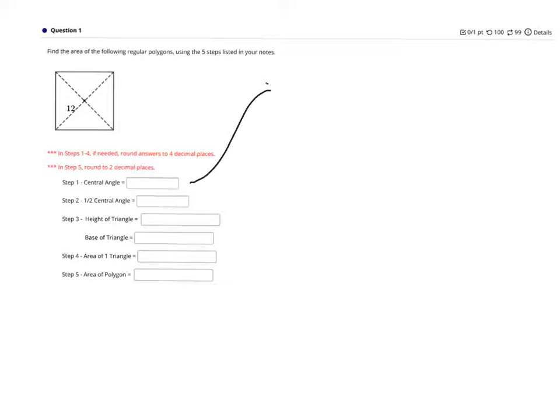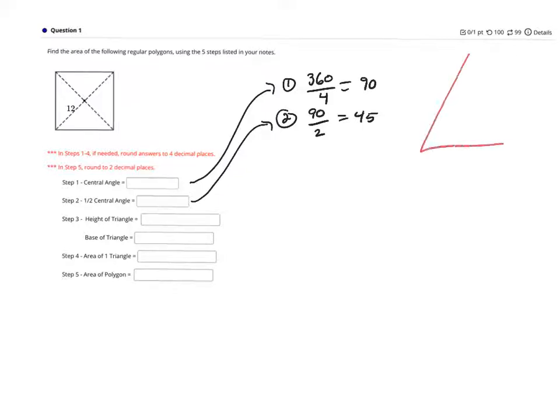Step number 1 is to find the central angle. We do that by doing 360 divided by the number of sides to give me a central angle of 90. The second step we need to do is to take half of that. So 90 divided by 2 is equal to 45. So now we have enough information to start off and draw our triangle.